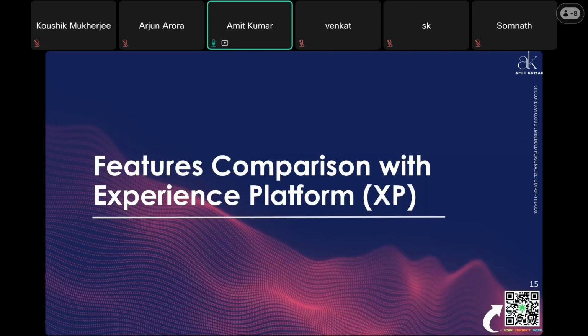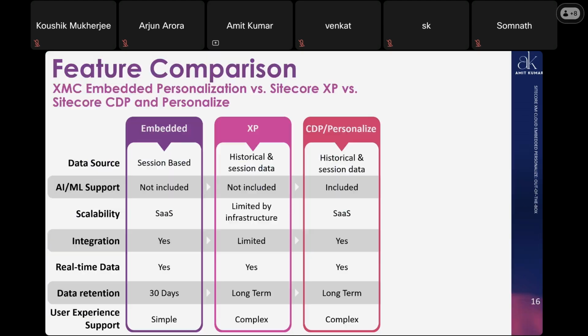So now coming to the feature comparison. Here I have tried to explain what features are coming in the embedded XP and the CDP personalize. A data source like session-based will be there in XP. We were using the XDB, so we have historical data, and CDP personalization, if you have a full license, you will be getting historical data. So you will treat it as a CDP as a data lake.